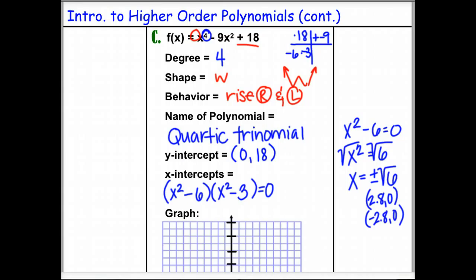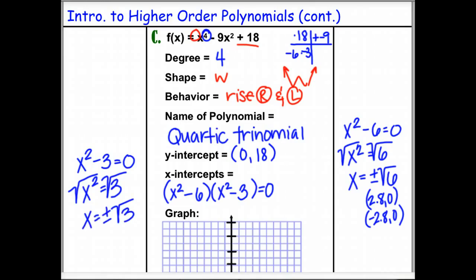Moving to x squared minus 3 equal to 0. I add 3 to both sides to get x squared equal to 3. Square root, and I get x is equal to plus or minus the square root of 3, which if you remember from last trimester, that's approximately equal to 1.7. So we'll put 1.70 and -1.70.